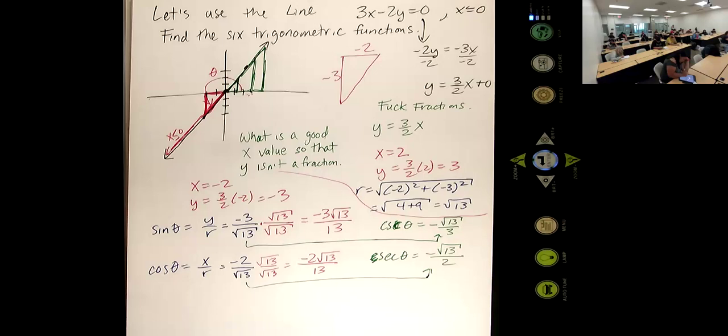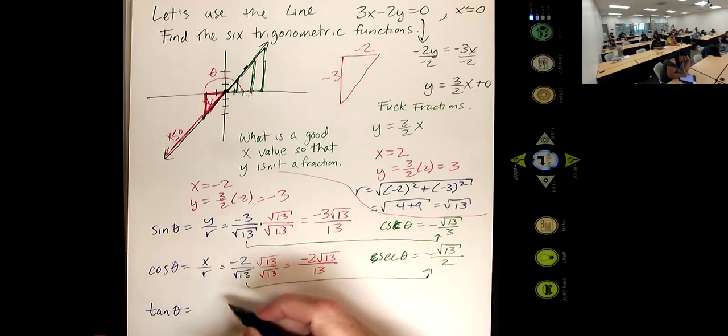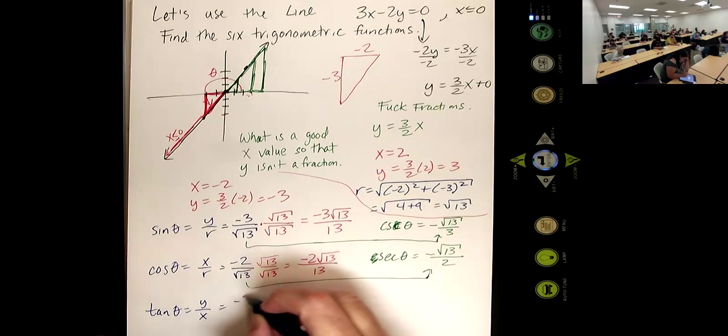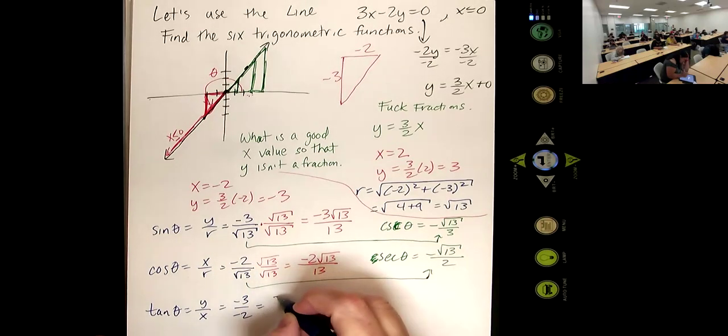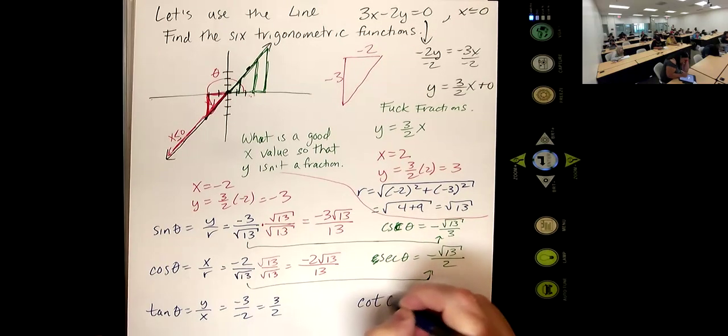And finally, tangent. Tangent theta is not bad. There's no fractions. Y over x is negative 3 over negative 2. So 3/2. Which means cotangent theta is 2/3.